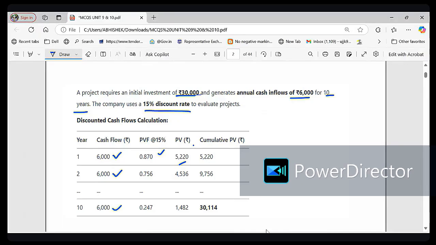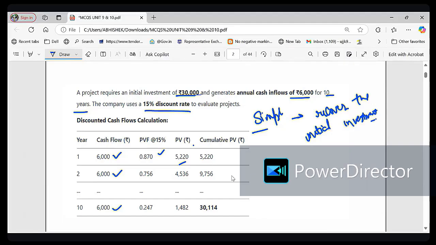So what is the meaning of simple payback period? It is just how long it takes to recover the initial investment, right? That is called the simple payback period. We ignore any time value of money in the simple payback period.